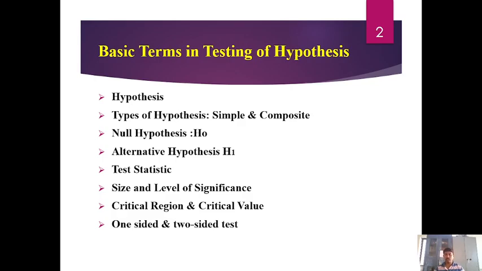Basic terms in testing of hypothesis are: first, we must know about the hypothesis, types of hypothesis, simple and composite. We must know the null hypothesis H0, alternative hypothesis H1, test statistic, size and level of significance, critical region, critical value, one and two-sided test. Before testing of hypothesis, we must know all these basic concepts.